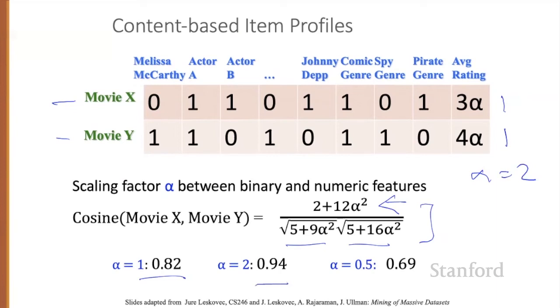So the similarity is higher because we're emphasizing that these ratings are similar. 3 and 4 are pretty similar. By contrast, if alpha is only 0.5, then we'll get a lower similarity of 0.69. So the choice of alpha is very influential, and that's something we'll need to set, perhaps on a held out set, to maximize our evaluation metric.